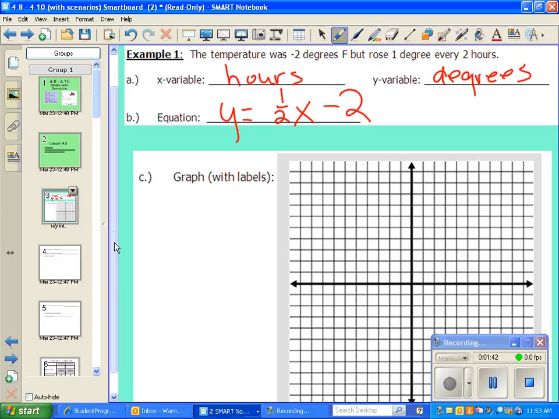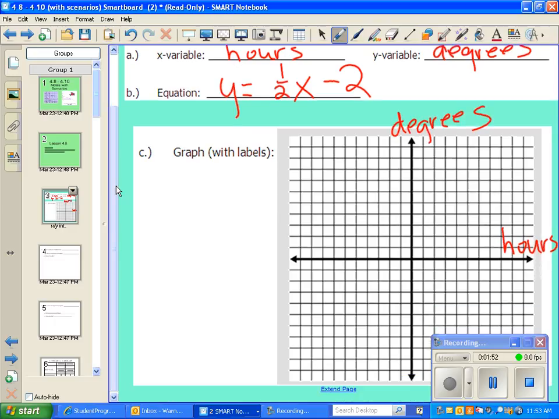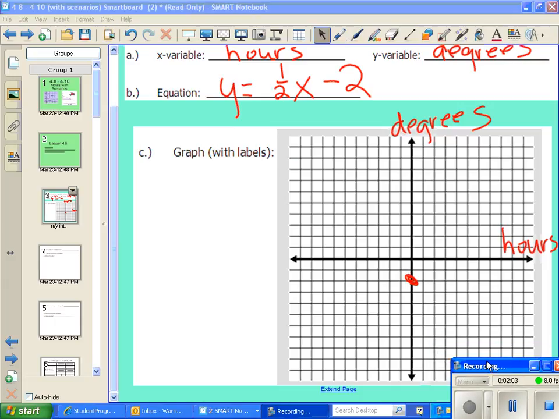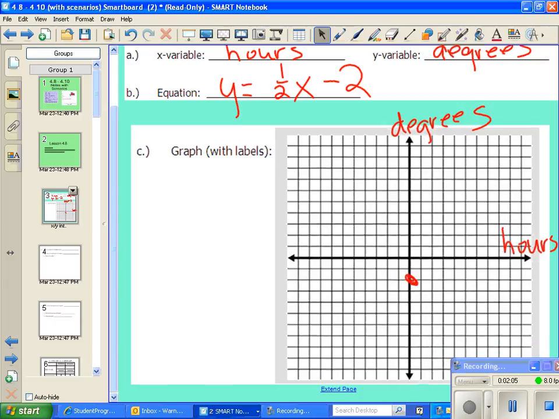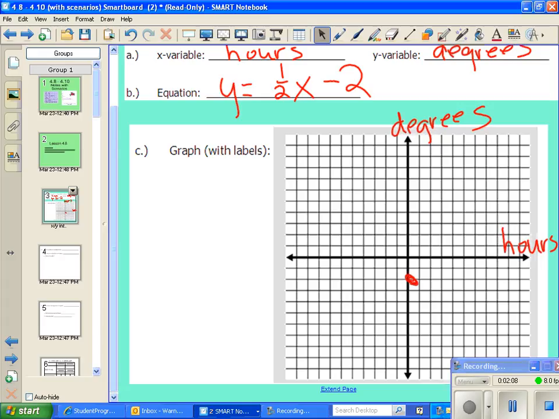Okay, graph that equation. So you'd label hours and degrees. Lou, where do you start the graph? -2. Correct. 0, -2. Down 2. Then where do you go, Lou? Then you go up 1 on the y-axis, right 2. Good. Up 1, right 2, also known as rising 1. Correct. Okay, make your line.